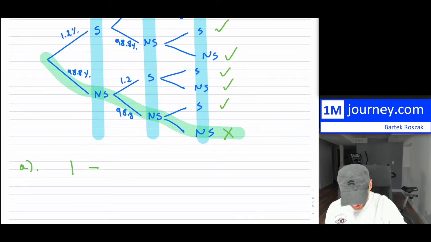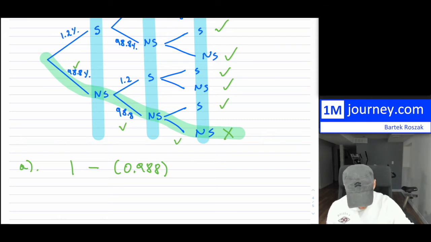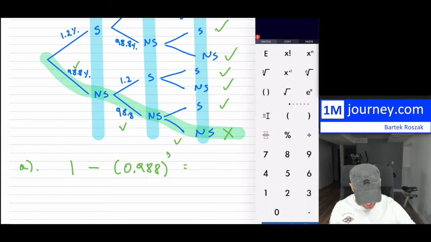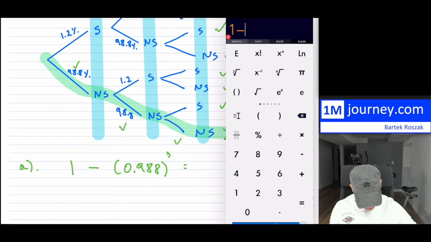That particular branch is simply 0.988 times 0.988 times 0.988, so this is going to be cubed. And then we can get our answer. So what will that be? It's 1 minus 0.988 cubed.